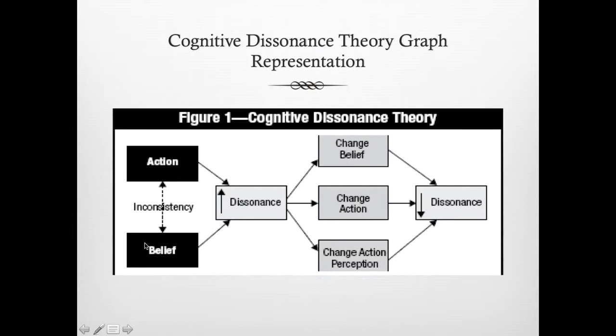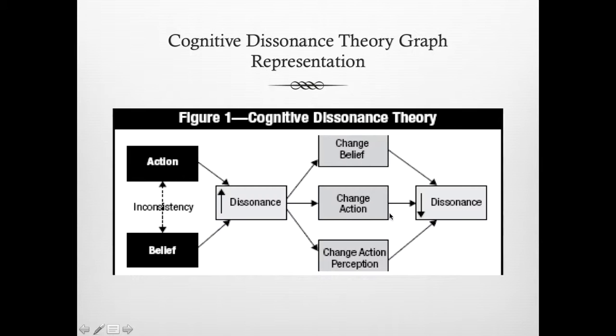Right here is the graph representation of the cognitive dissonance theory. At the bottom left corner, you will see belief. That is the smoking part that is bad for you that I explained on the previous slide. And on the top left, you will see action, which is the part where you decide to smoke because you like it or enjoy it, even though you know what it does to you. Now in the middle, we have inconsistency. You will see the two parts colliding with one another, and this will therefore increase your chances of dissonance because of the two colliding with one another.